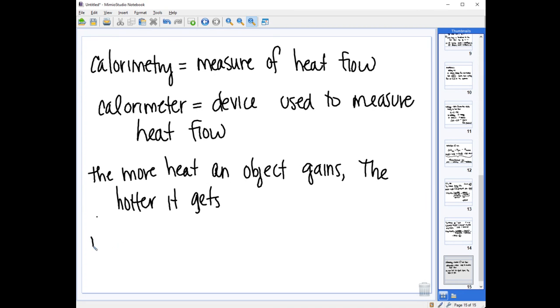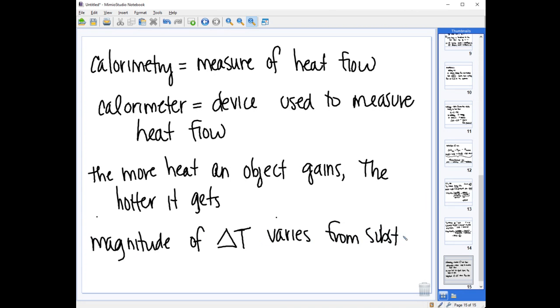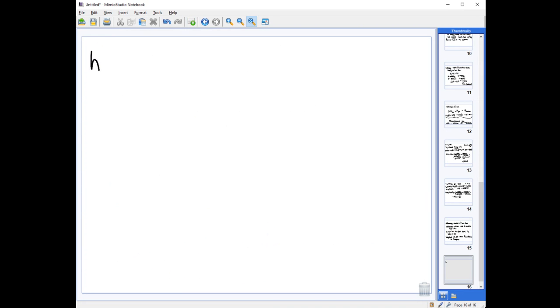So when we look at different objects, the magnitude of our temperature change, which we indicate with delta T, remember delta indicates change, T we're going to use to represent temperature, so the magnitude of our delta T varies from object to object, substance to substance. Some substances can gain heat faster than other substances. Okay, and so the magnitude of our temperature change is going to vary, and that is referred to as the heat capacity.